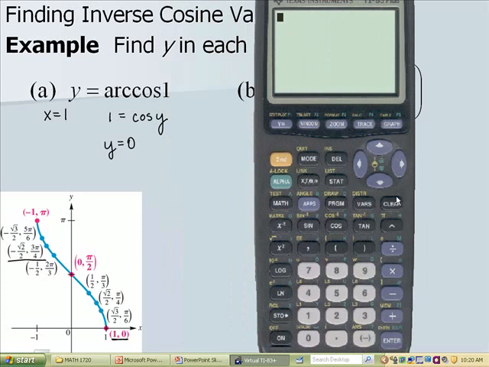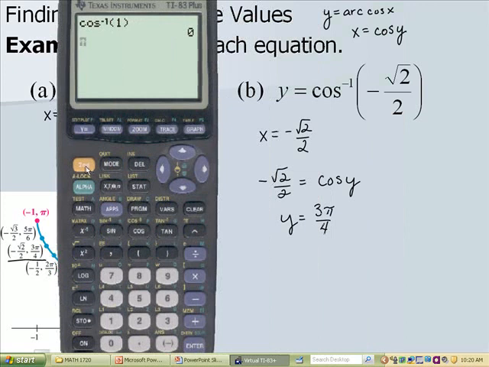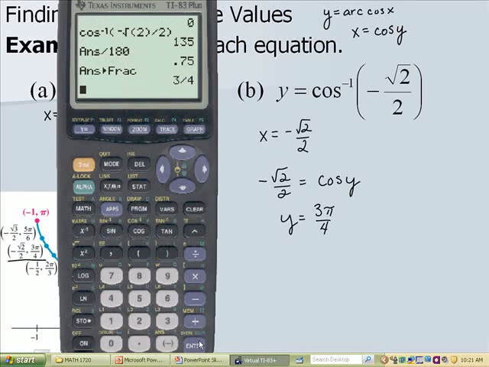We want to take the arc cosine, or the cosine inverse, of 1, so we press second cosine inverse of 1. Again, make sure you're in degree mode. And you see we get 0. And now let's take the arc cosine of negative square root of 2 over 2. And you see we get 135 degrees, which when we convert it to radians, we divide by 180 and change it to a fraction, and then simply add pi to our numerator, and we get 3 pi over 4.